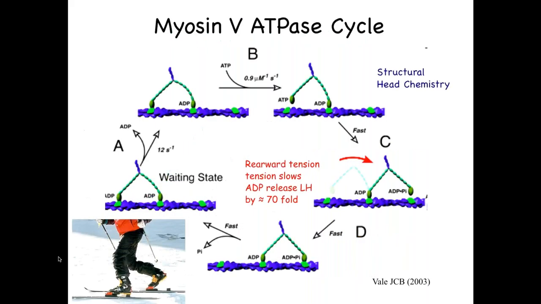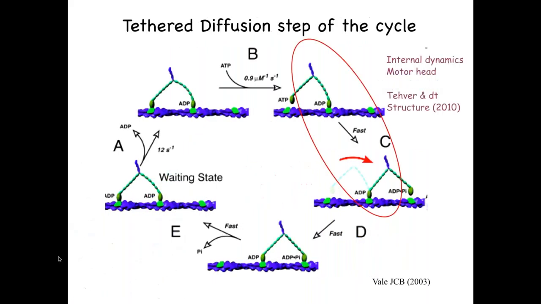So this is a cycle, and what we really want to do is look at what happens in the step when ADP is actually released. When we met last week or two weeks ago, I was talking about gating in myosin 6. That's something that Mauro has done, which is just working through it, and is applicable to myosin 5 as well.